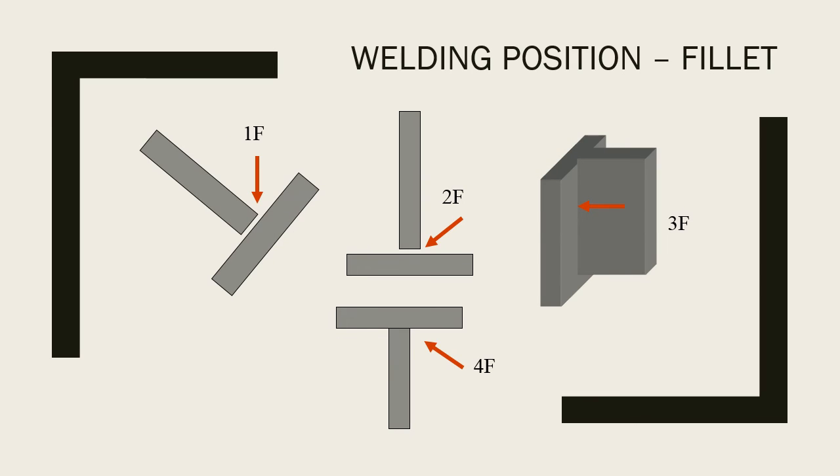Sometimes you might just need fillet welders. So here's the fillet weld positions. 1F, 2F, 3F, 4F. You can see there's different positions here. The thing to remember with fillets is you don't get groove weld qualifications with fillets. Groove weld qualifications will give you fillets, but fillets won't give you groove welds.